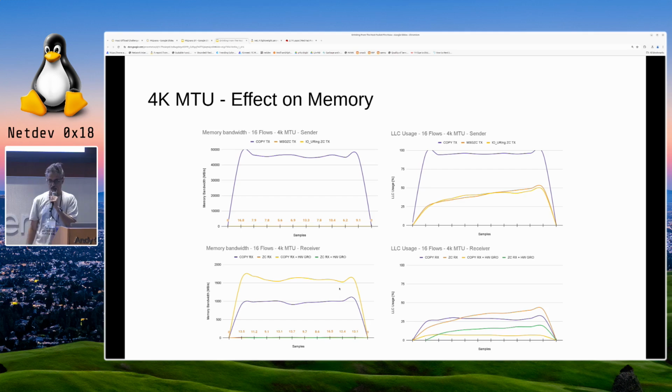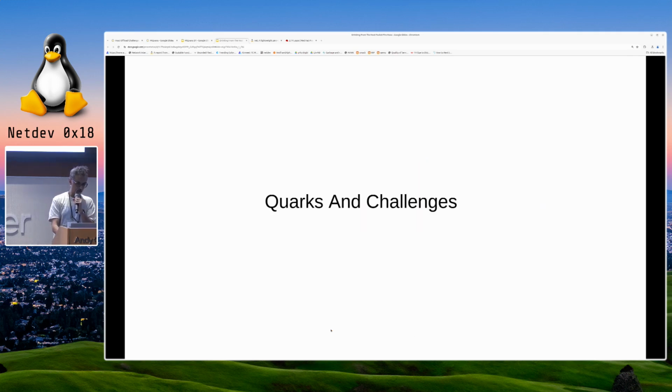Okay, so if you look at the 4K MTU, again, very similar behavior. On the sender side, if you're not doing any zero copy, you're killing the bandwidth. And we only have 16 flows. On the receiver side, again, the gap is not as huge, but hardware GRO is consuming more. And because we were able to do receive zero copy this time, you can see it's almost zero there. Works and challenges.